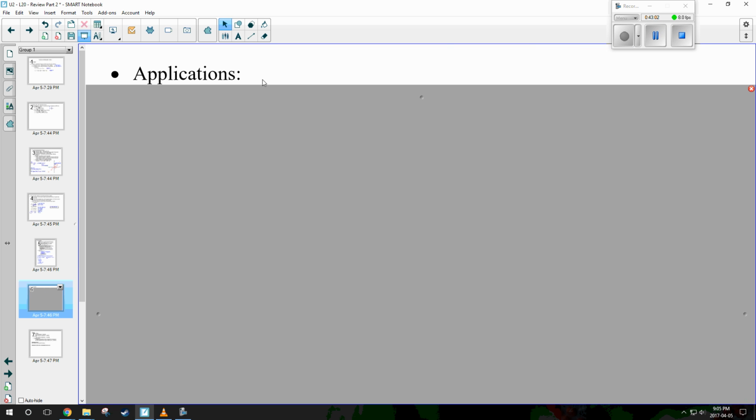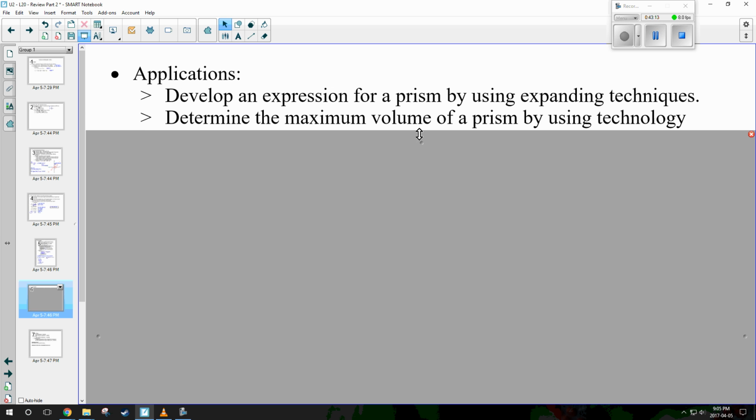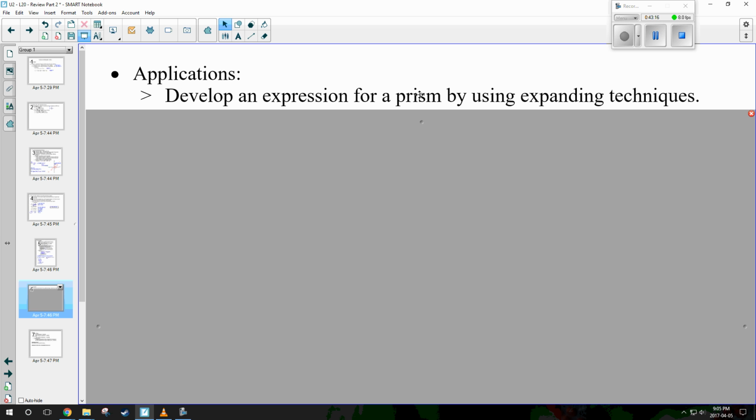The last thing that we covered, and we just covered that the past couple of days this week, is the applications of using polynomials. So the key things that you need to know with the applications of polynomials is you need to be able to develop an expression for a prism by using expanding techniques. So that's when the dimensions of some sort of prism, we looked at rectangular prisms and we looked at circles and we looked at triangles, is you need to be able to come up with an expression with the side lengths will have some sort of variable x, and our expanding techniques included foiling and our distributive property.